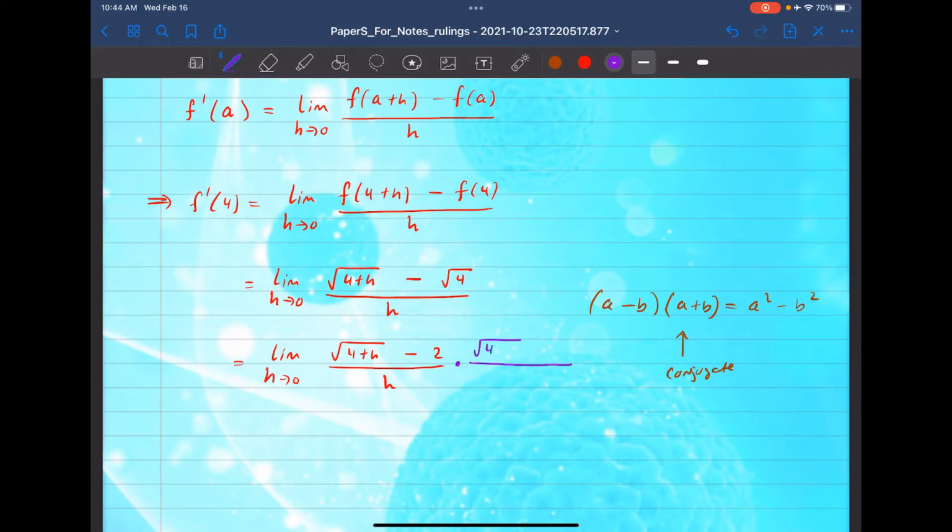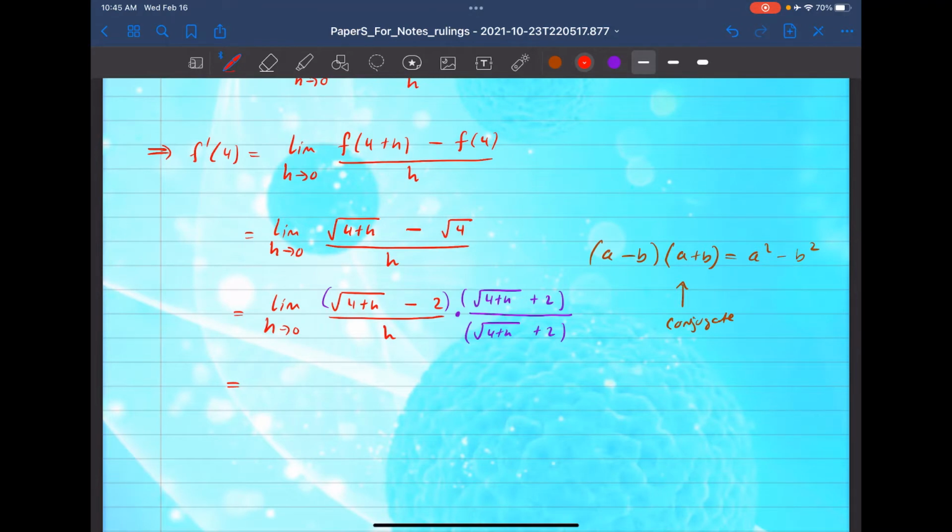So you'll have the square root of 4 plus h plus 2 and square root of 4 plus h plus 2. So I'm going to do that, put parentheses around, and this will give us the following. Now we have the limit as h approaches 0. So on top, when you expand, you get the difference of two perfect squares. So that would be 4 plus h. And so when I distribute this, the square root cancels out. And then the middle term cancels out, and you're left with minus 2 squared, which is 4, all over square root of 4 plus h plus 2 times h. So that doesn't cancel or anything yet.